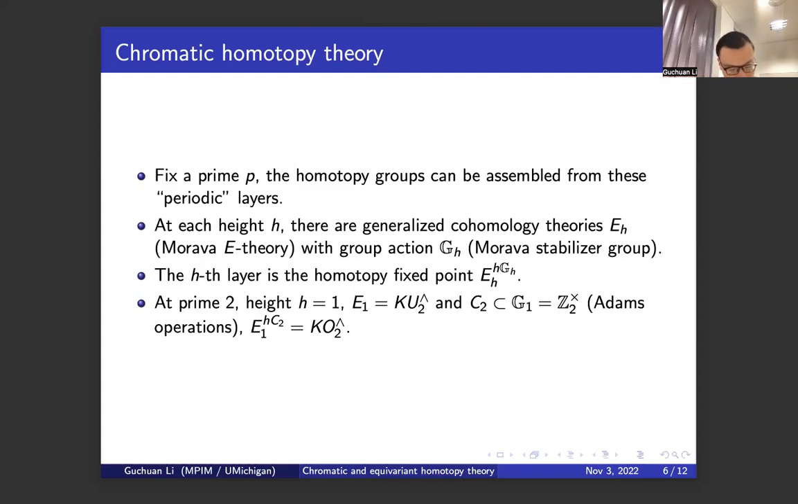If I'm not taking the fixed points of the whole group, I just take the first non-trivial subgroup, the group of order 2, then I end up with the real K theory KO. So with this in mind, our goal is trying to compute the homotopy groups of E_H^{hG_H}. And if this is too large, maybe the first step is to compute E_H^{hG} for some finite subgroup G in G_H.